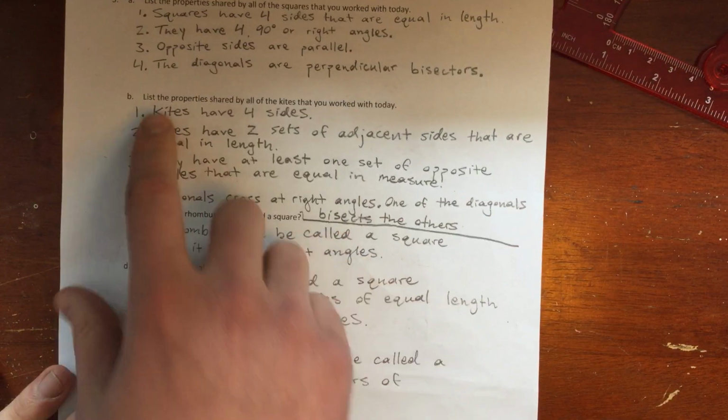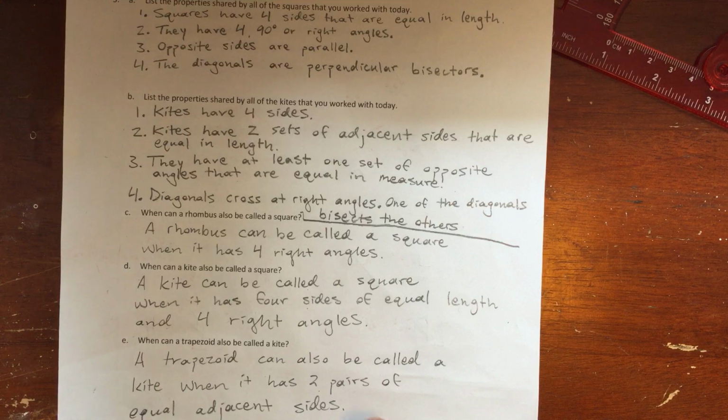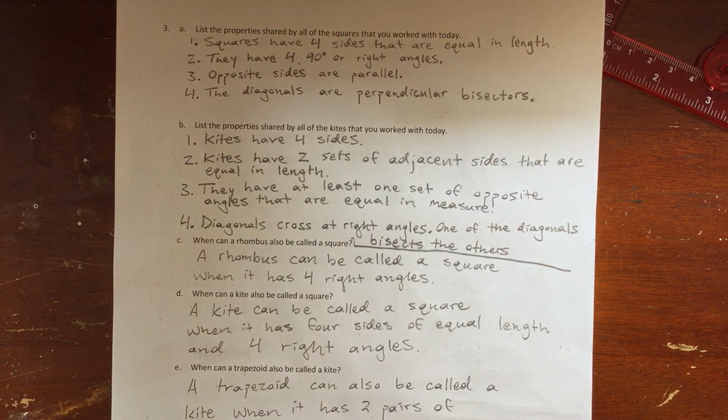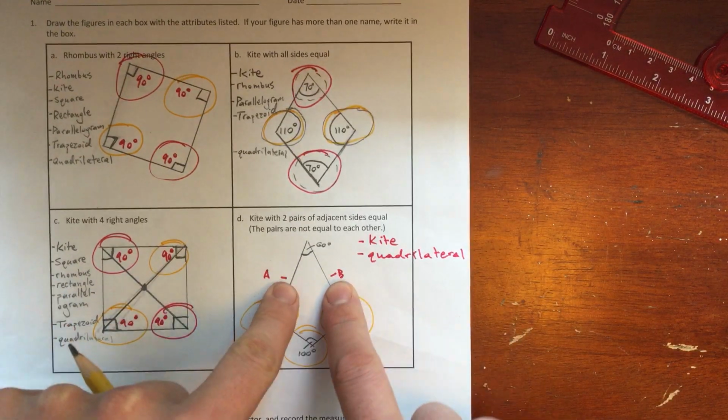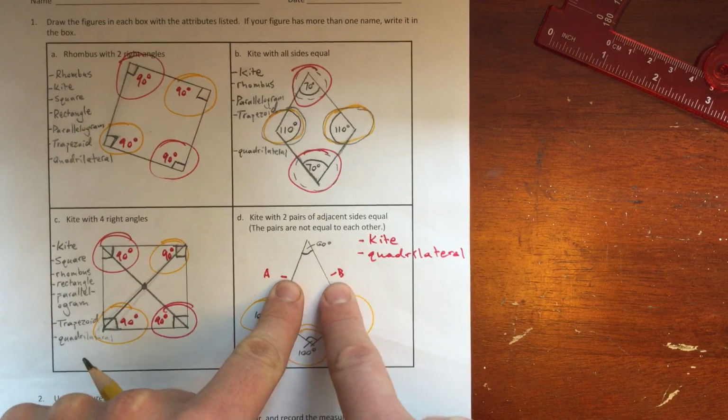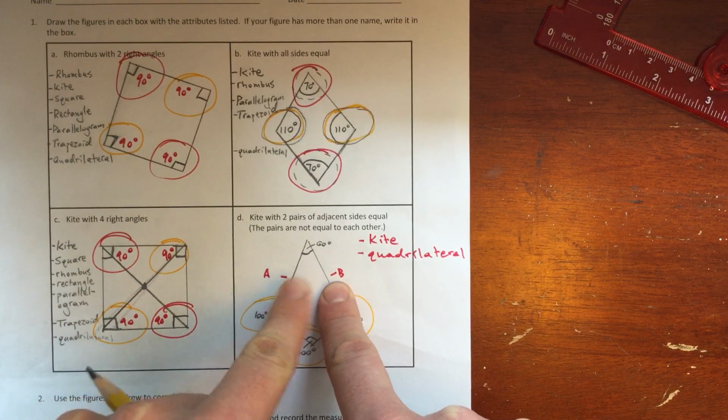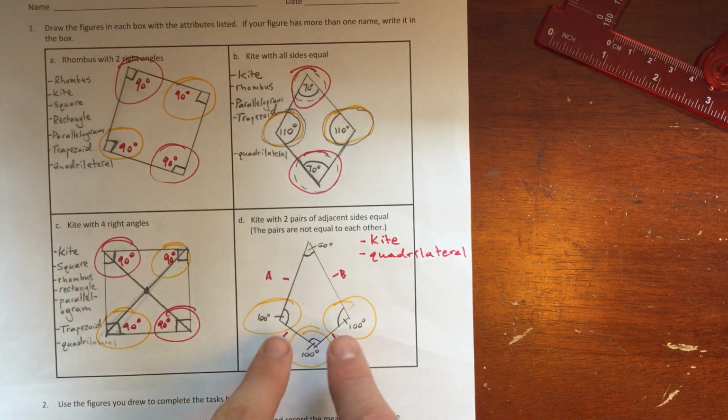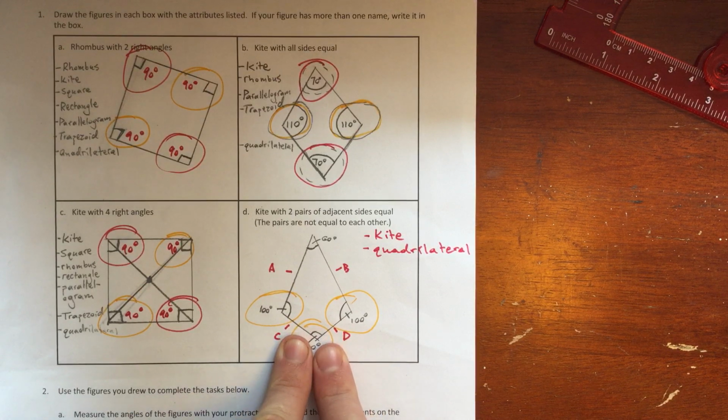Moving right along. List the properties shared by all of the kites we worked with today. I see that kites have 4 sides. They have 2 sets of adjacent sides that are equal in length. So if I look to the front, I have 1 set of adjacent sides. Okay, adjacent means next to each other, A and B, that are the same length. And then another set of adjacent sides, C and D, that are also the same length.